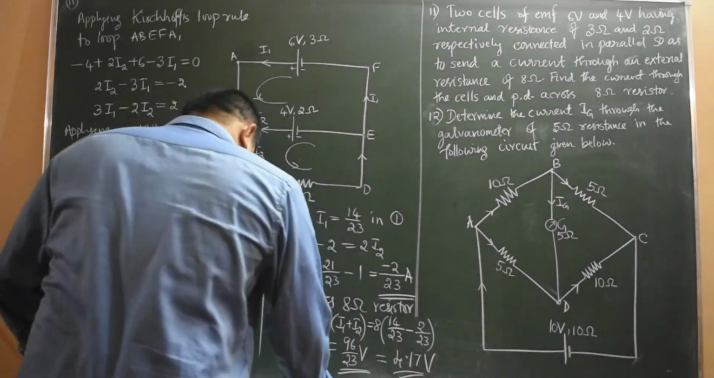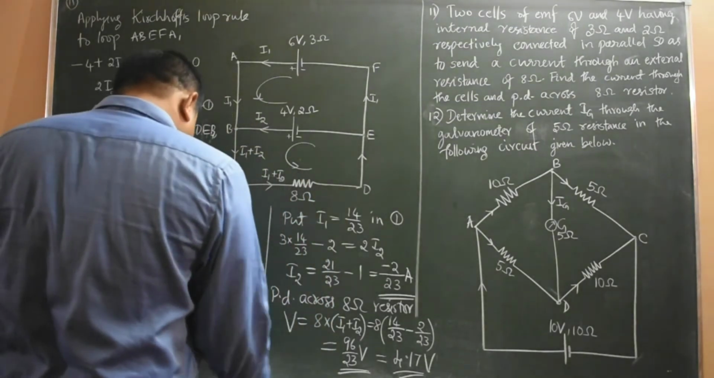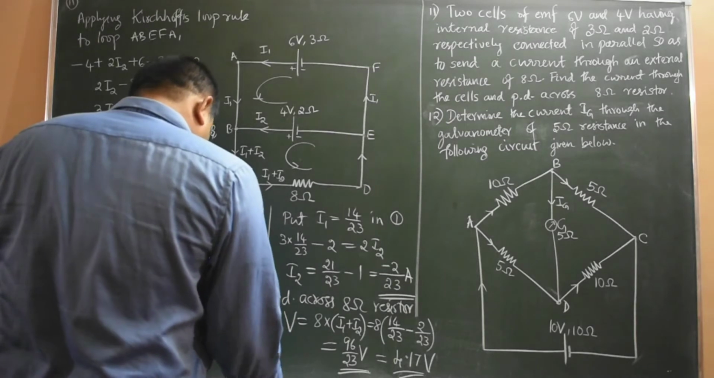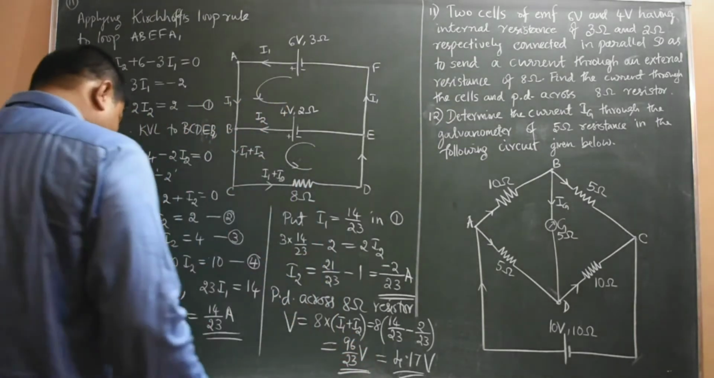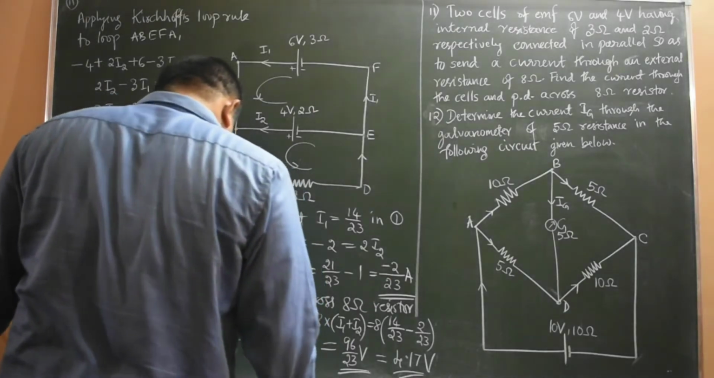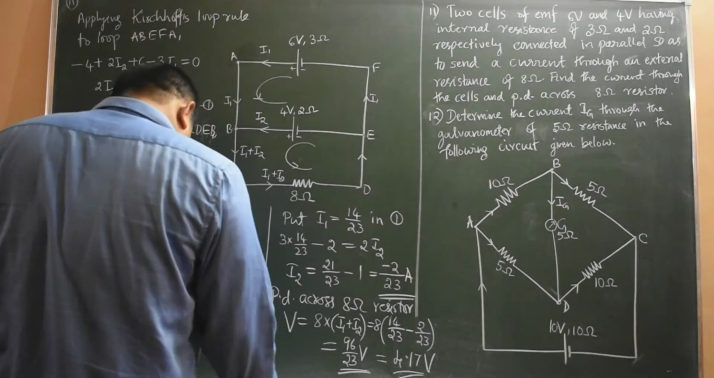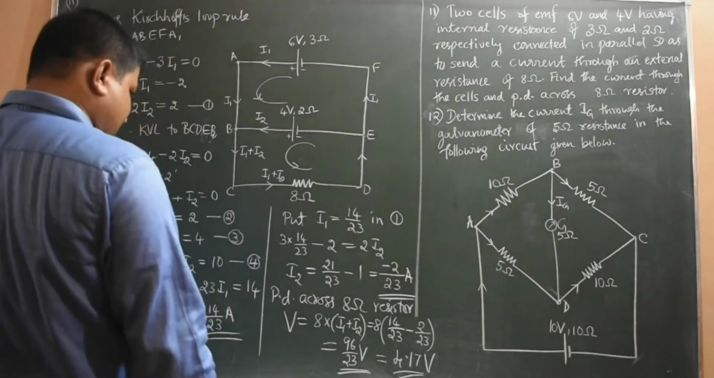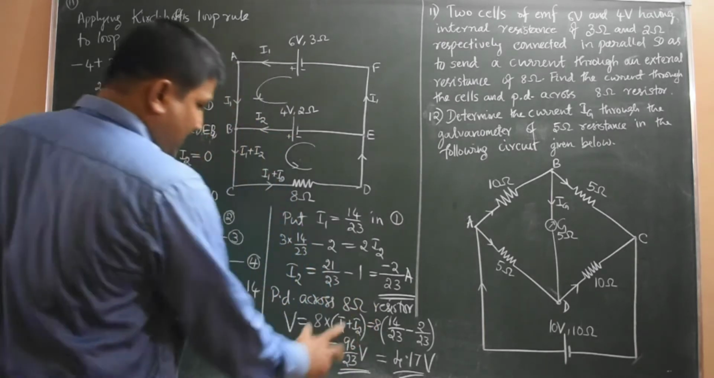4.17 volt is the answer that we get. That is the current to this one. So the potential difference and the two currents we get here. The final answer is 4.17 volt, and the net current we may also require.